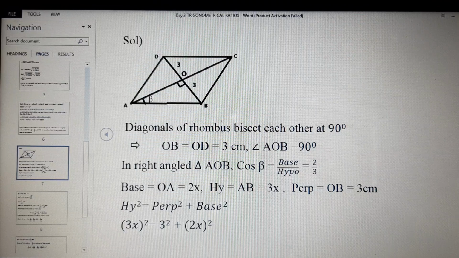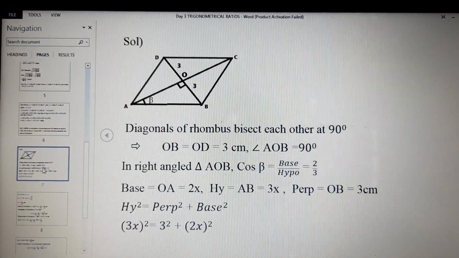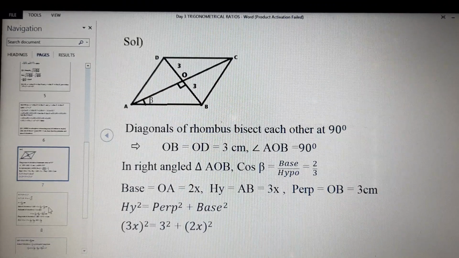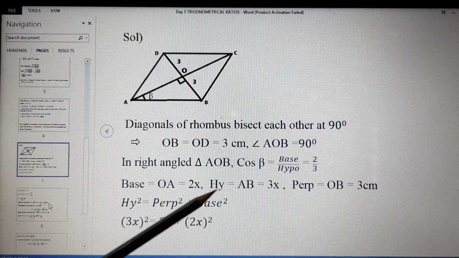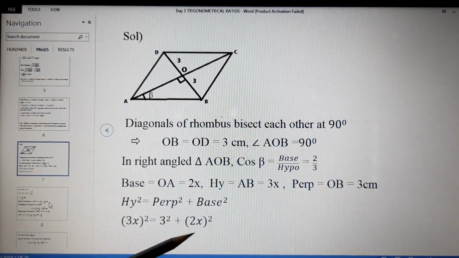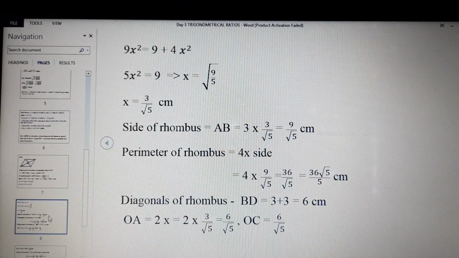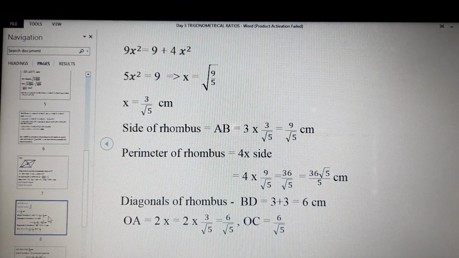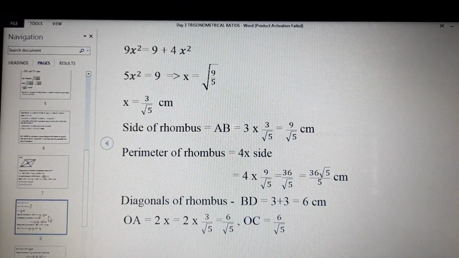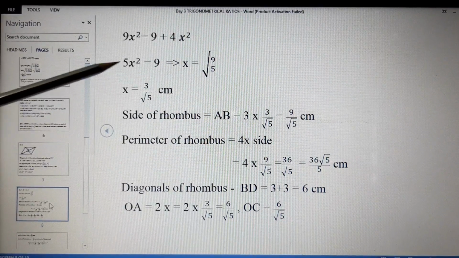We can apply Pythagoras theorem in this. Hypotenuse square is equal to perpendicular square plus base square. We have substituted the values. Hypotenuse is 3x, perpendicular is 3 centimeter and base is 2x. So it becomes 9x square is equal to 9 plus 4x square. When we transfer 4x square, we have 5x square is equal to 9.